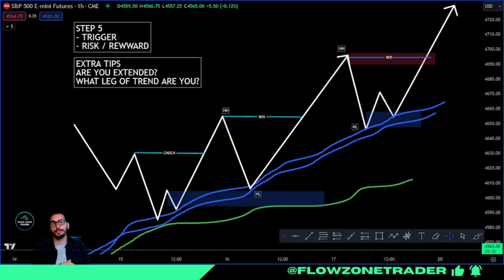Don't be looking to join trends when we're in leg 3, 4, 5, 6. You are asking for trouble. If you're going to do that because it's a very strong trend, at least consider sizing down, all right? Think about where you are. Is that good value at that point? I'd argue it's probably not.